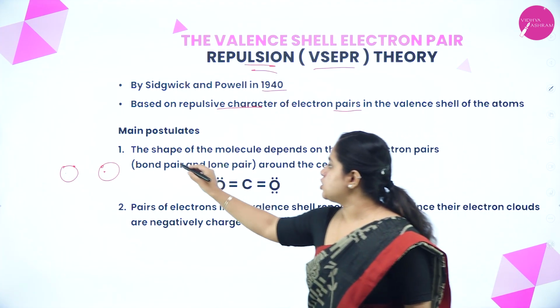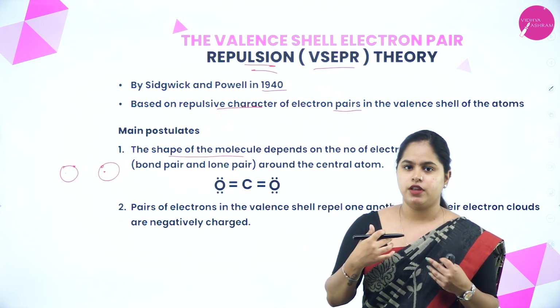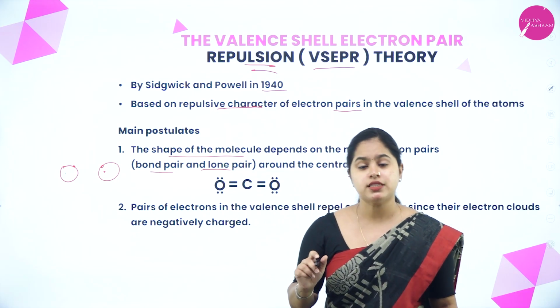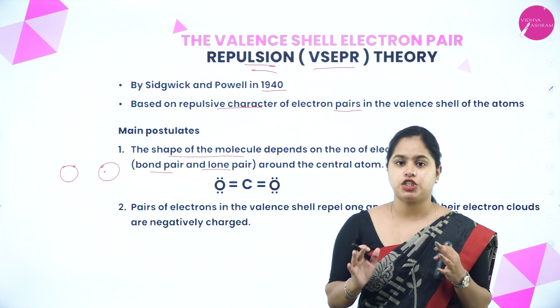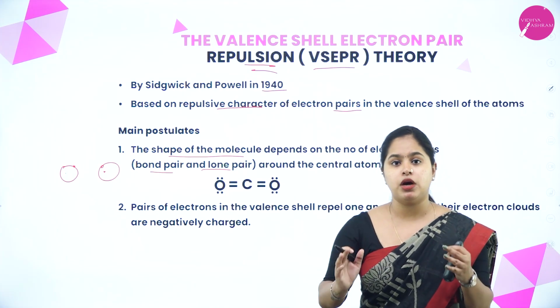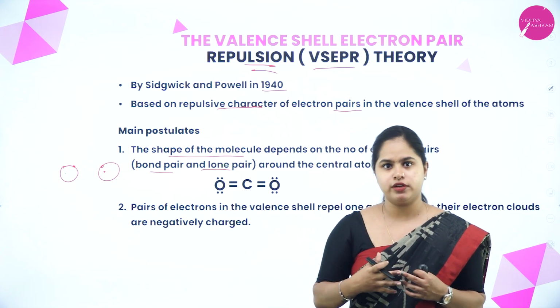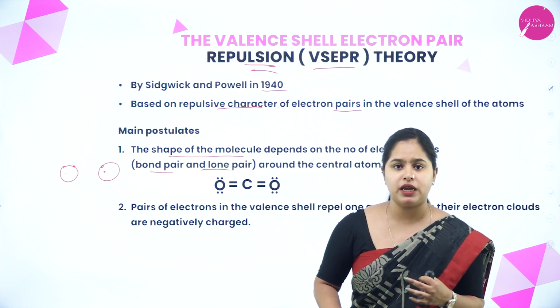So what does it depend on? The shape of the molecule depends upon the number of electron pairs. The different types of electron pairs are bond pairs and lone pairs, which are present around the central atom. So how can you predict the shape of the molecule? If we know the number of electron pairs around the central atom, then yes, the shape of the molecule can be predicted. Before moving on to that, what exactly are bond pairs and lone pairs?